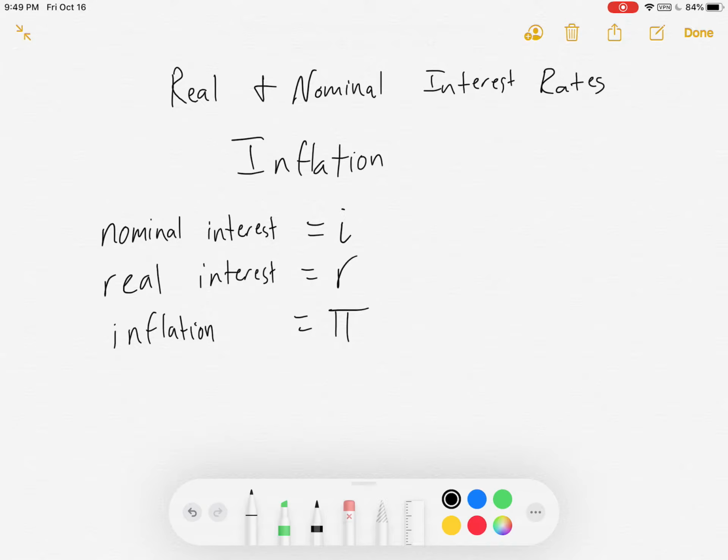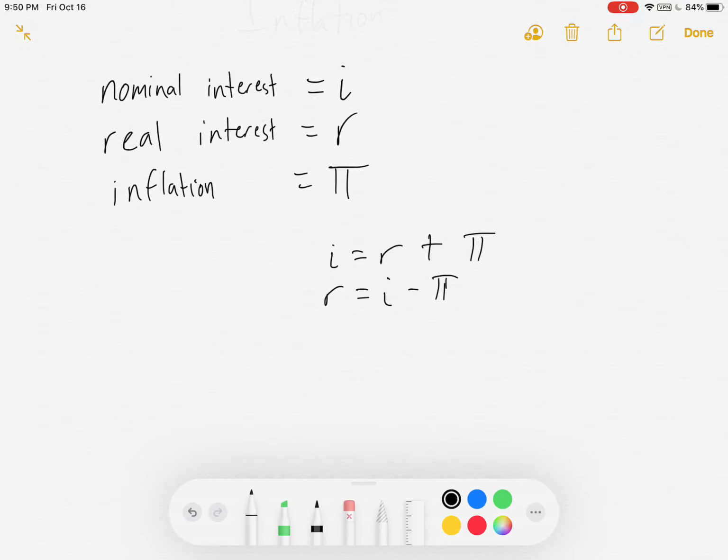And here's the relationship for real and nominal interest rates. The nominal interest rate is equal to the real interest rate plus inflation. And I could rewrite that as real interest rate is equal to the nominal interest rate minus inflation. Those are both the same equation. Now, what is that telling us? Let's start with this one. I think it's easier to start with. The real interest rate, the actual payments on borrowed money, are equal to the specified amount of interest minus inflation.